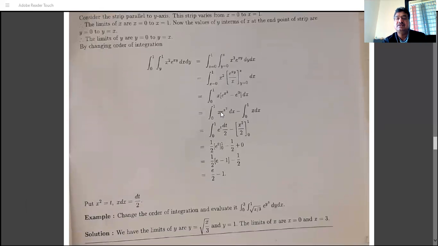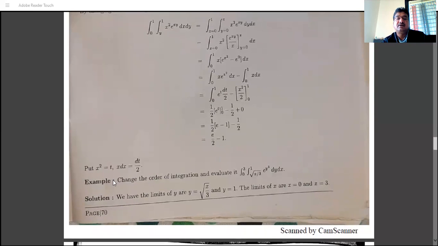And here the integration is by using substitution. Substitute x square is equal to t, and therefore x dx is dt by 2. We have this, and then the integration of e raised to t, and the limits are: as x tends to 0, t tends to 0, and as x tends to 1, t also tends to 1. So limits are the same, 0 to 1. And then the value at the upper limit minus the value at the lower limit, we have this answer.